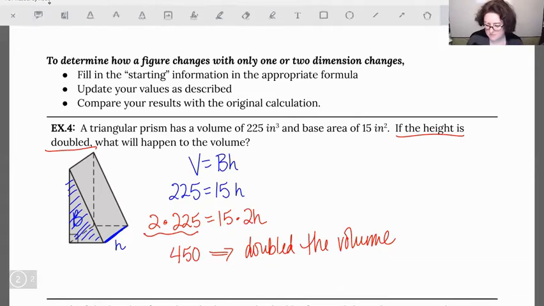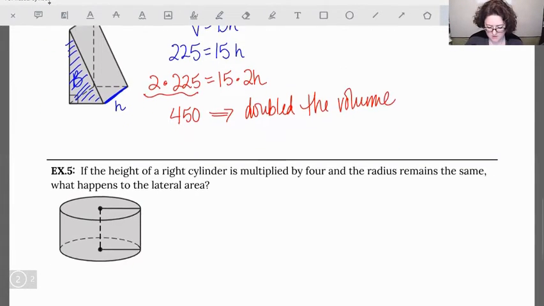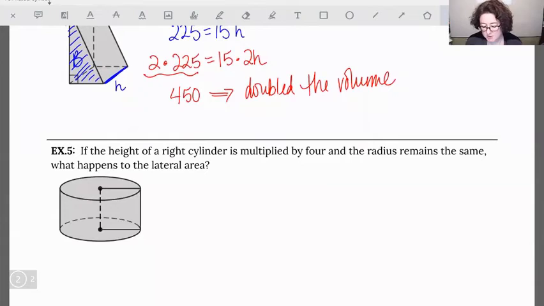Alrighty. Number 5. If the height of a right cylinder is multiplied by 4 and the radius remains the same, what happens to the lateral area? So same thing on this one. They're just telling us to do one thing to one measurement, and then we have to figure out how it changes the equation. So we have a right cylinder, and specifically they're asking us about lateral area. So look for your picture of a cylinder on your formula sheet, and then find your lateral area equation. Well, that's LA equals 2 pi r h.